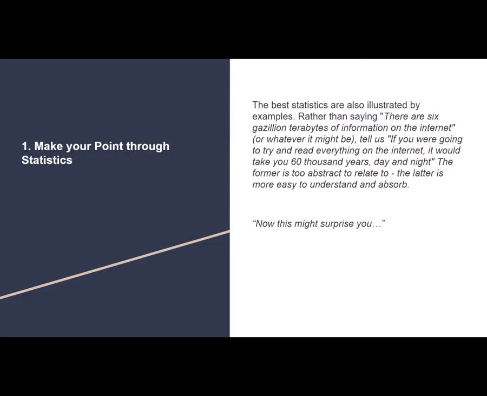One is through statistics. The best statistics, that's numbers, make it memorable and understandable. Rather than saying there's 6 gazillion terabytes of information on the internet, which isn't true, there's more, make it relatable: if you were going to try and read everything on the internet, it would take you 60,000 years, day and night. The first is too abstract. Numbers don't really mean that much. So we need to make it relatable.